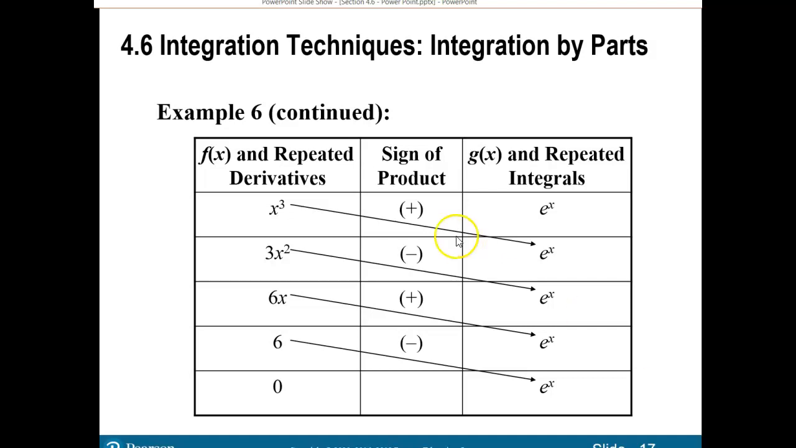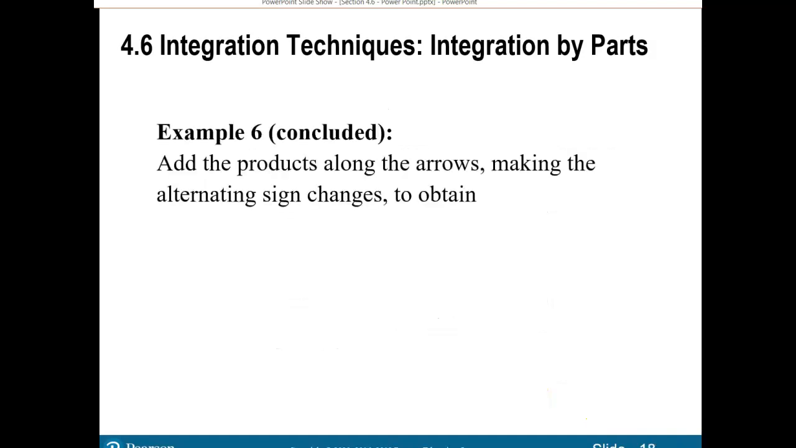So you're going to multiply x cubed by e to the x and make it positive. So you're going to get x cubed e to the x. Then you change the sign: minus 3x squared e to the x, plus 6x e to the x, minus 6 e to the x. You just match them up. Add the products along the arrows. Products meaning multiply the two things that are connected by an arrow, making the alternating sign changes to obtain your answer. Those were matched up, then there was a minus sign, these were matched up, then a plus sign, these were matched up, then a minus, these matched up, and then finally your plus C.